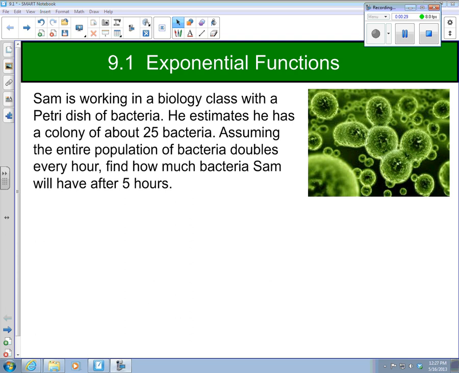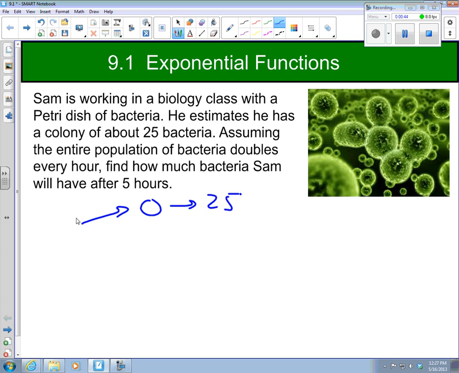Okay, we can set up a little table for this. First of all, the initial amount would be at 0 hours. Not 1 hour, but 0 hours. We're going to have 25 bacteria. After 1 hour, we're going to double that. We're going to have 50 bacteria. And then so on and so forth.